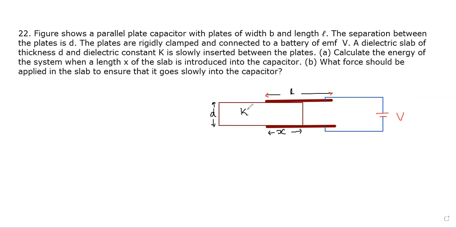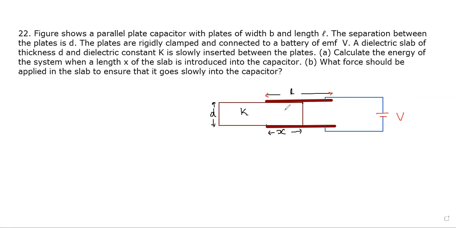Here, this is the dielectric slab whose portion X is inside the capacitor, and the remaining portion, this L minus X, is without dielectric. So we have to consider it as two capacitors connected in parallel, and then we will calculate the energy stored, and then we will try to find out the force that will ensure that this dielectric moves slowly inside the capacitor. So consider the first part.